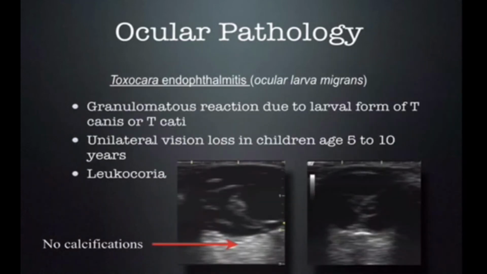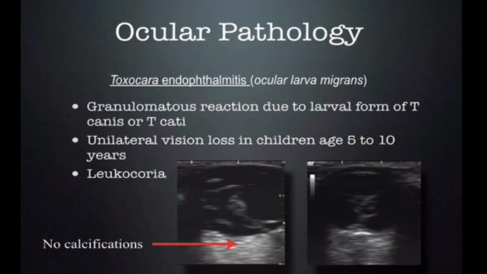Toxocara may be encountered in many areas of the world. When you have Toxocara, you have a granulomatous reaction due to the larval form of T. canis or T. cati. This causes unilateral vision loss in children a little bit older, usually 5 to 10 years of age. It also presents with leukocoria, so it can be difficult to distinguish retinoblastoma from Toxocara endophthalmitis just based on physical exam. The age ranges are generally different, but there can be some overlap.